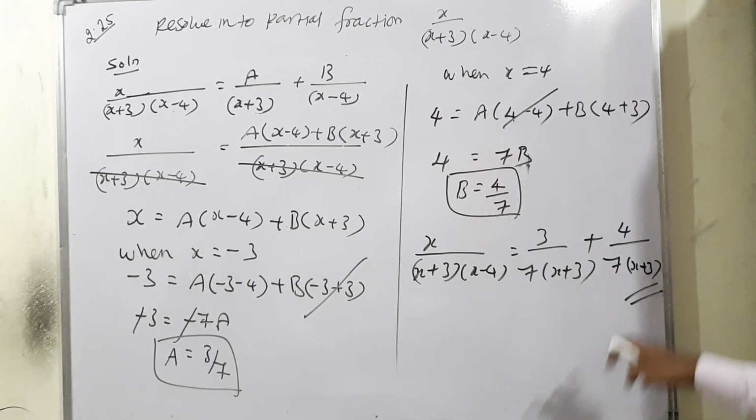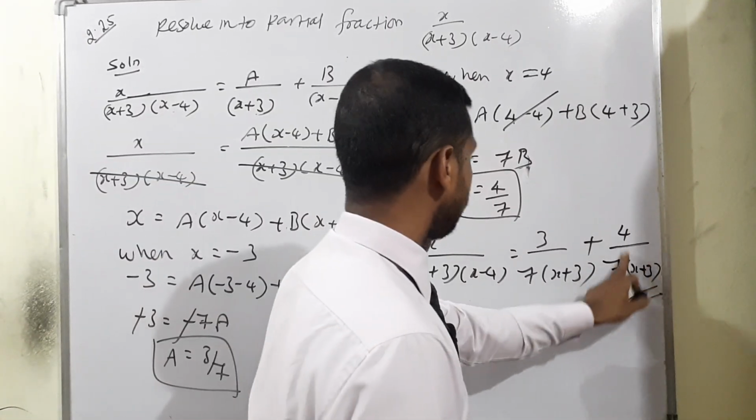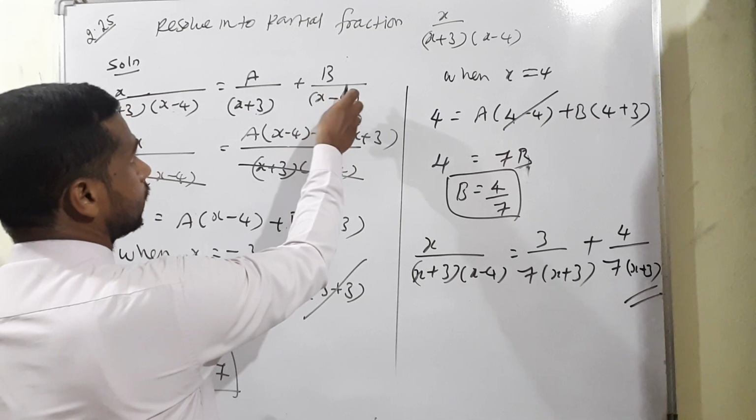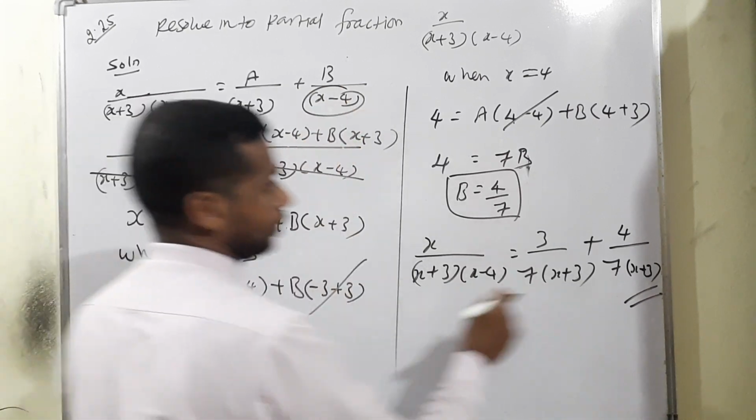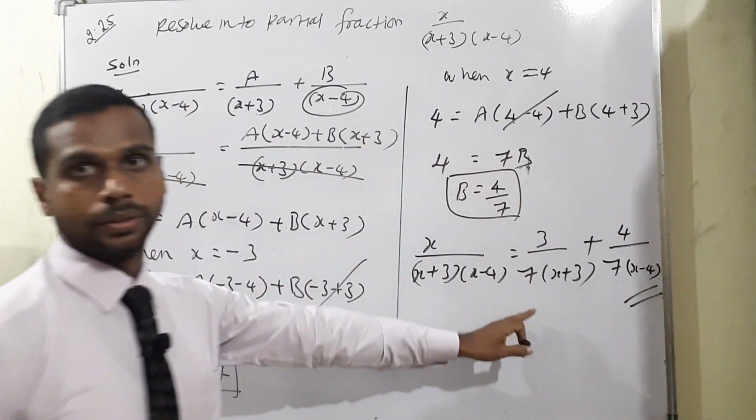Okay, I will continue with the next question. Sorry my dear, actually this is the b term. x minus 4 is there. This is actually x minus 4, okay? Just to correct it.